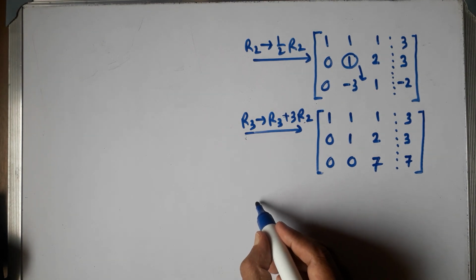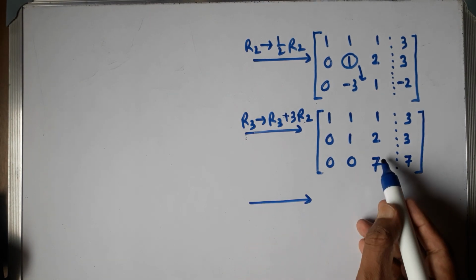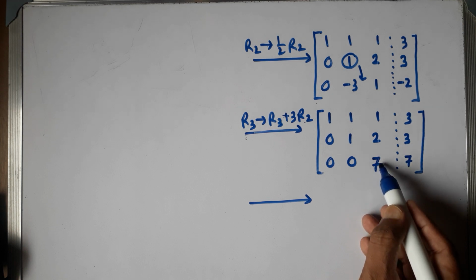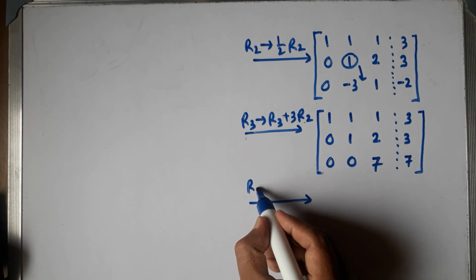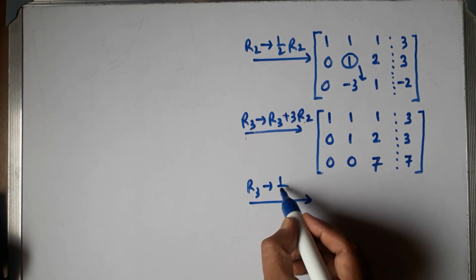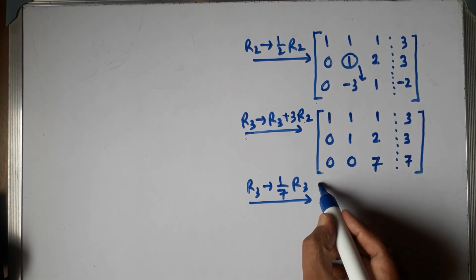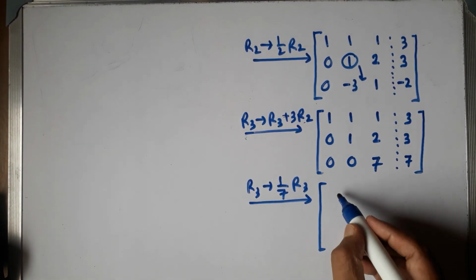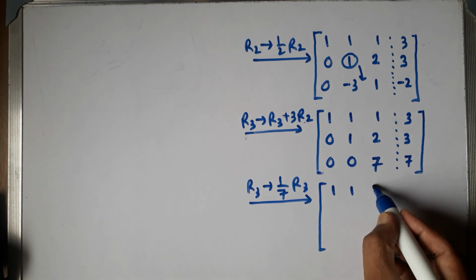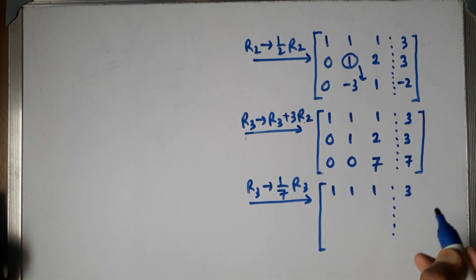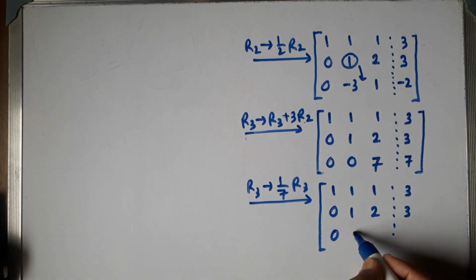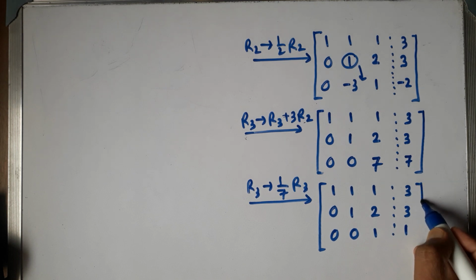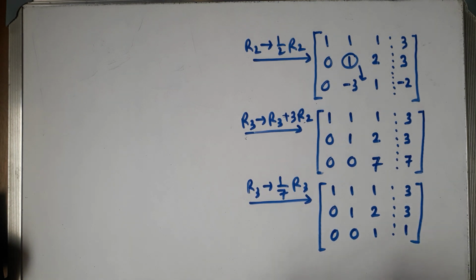And next, we can make this element 1 by multiplying this row by 1 by 7. So R3 goes to 1 by 7 times R3. This gives you 1 1 1, 3; 0 1 2, 3; 0 0 1, 1. Now this is the changed matrix.